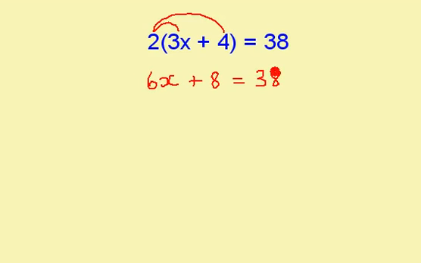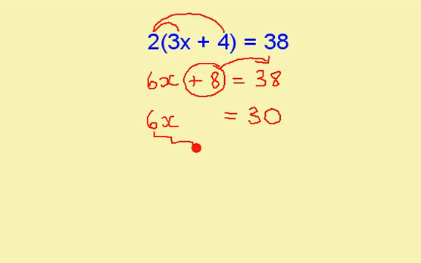I've now got a question that looks like the ones we've just been doing. We've got a float and ping, and we've got an escalator. So, float and ping the +8, it becomes -8. So I've got 6x equals 38 minus 8 will give me 30. Then escalator, the 6 goes down the escalator, so I've got x equals 30 divided by 6, which gives me 5.